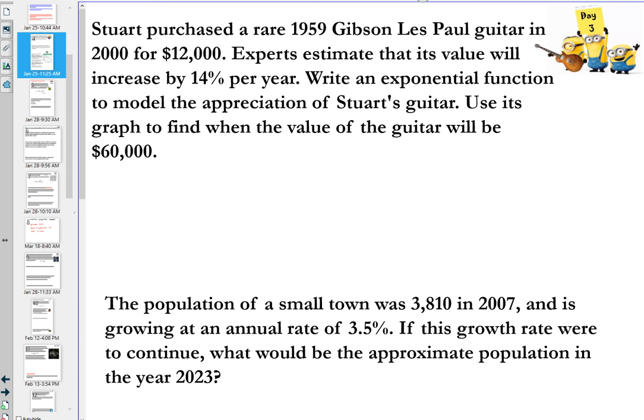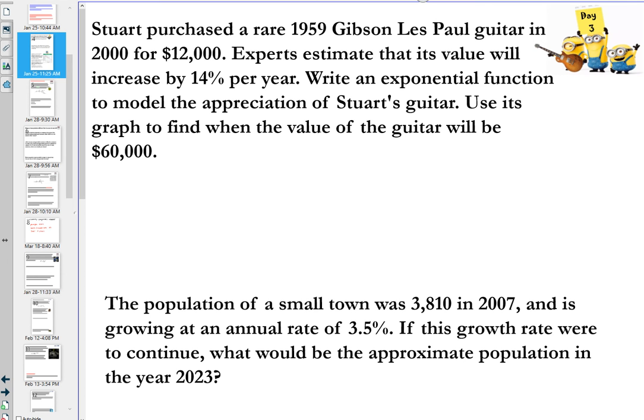A student purchased a rare guitar in the year 2000 for $12,000. Experts estimate that its value will increase by 14% per year. Write an exponential function to model the appreciation of the student's guitar. Use the graph to find the value of t when the guitar will be worth $60,000. So we're not going to use a graph. We're going to do it algebraically.